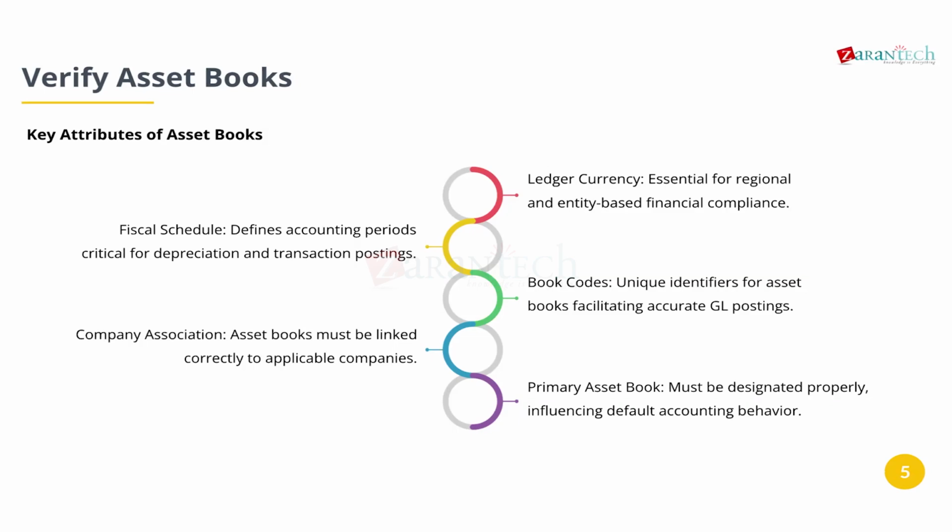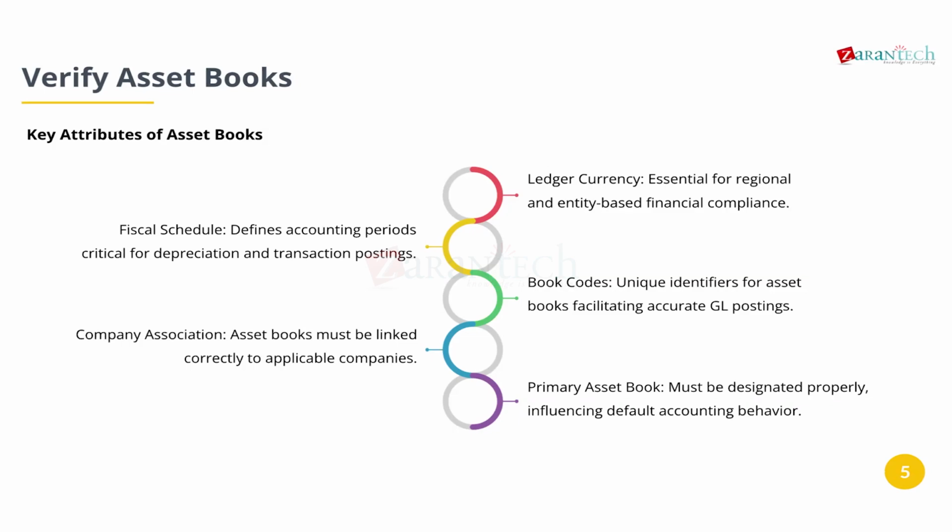The second one is fiscal schedule. Fiscal schedule defines the start date and the end date for the accounting period. Like we can have a fiscal schedule for each month. If you are following the calendar year, then it will start from January and end in December. If you are following a financial year, it will start from April and end in March of the next year, or maybe July to June.